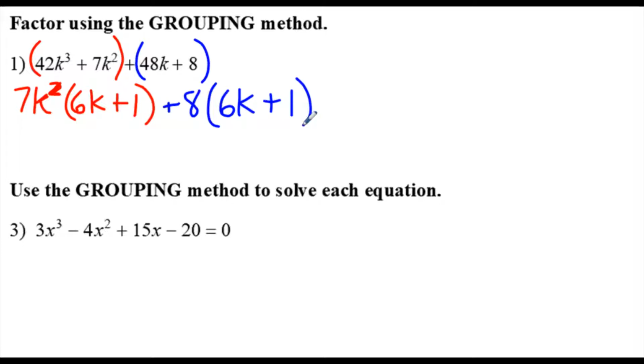And so I've done a GCF on the red and on the blue, or on the first group and on the second group. But what's important to notice here is that both groups ended up with this 6k plus 1. And so a lot of students don't understand this, but really that's a GCF again. If you think about this as a problem like thing plus thing, if you're adding those two things, both of those two things have something in common. They both have a 6k plus 1 in common.